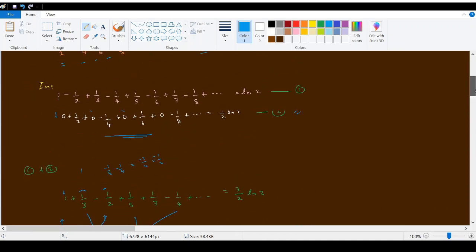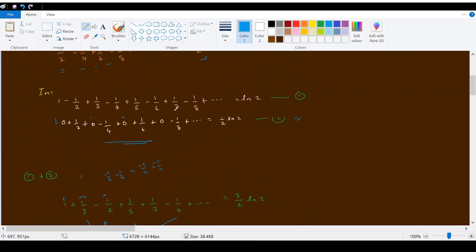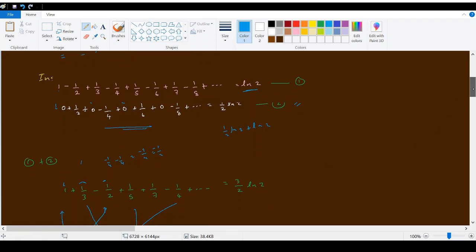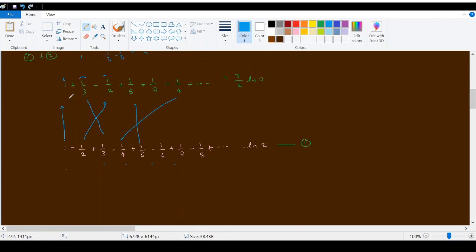But when you look at the right hand side, since it is the addition of half ln2 along with this one, you will get 3 over 2 ln2. See, you have the same set of numbers but arranged differently, and you get two different end results. This is a very mind-blowing result.